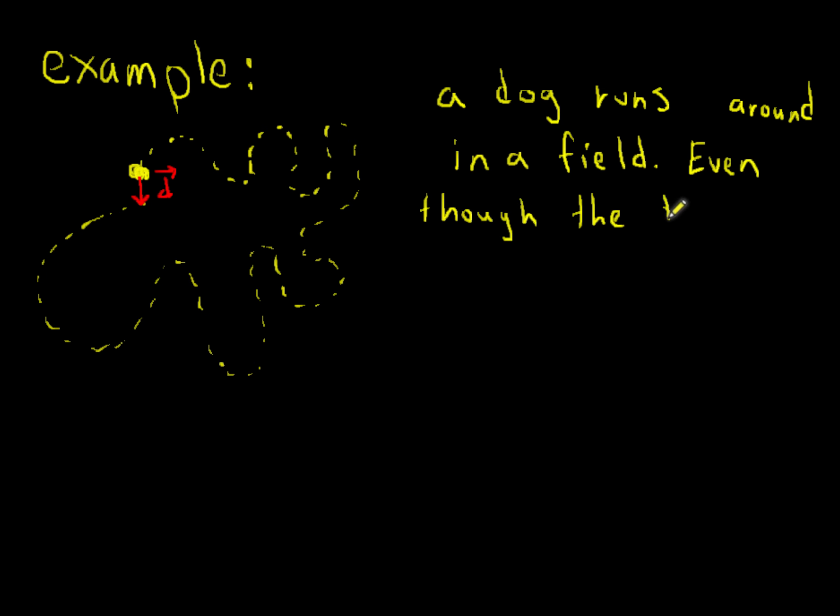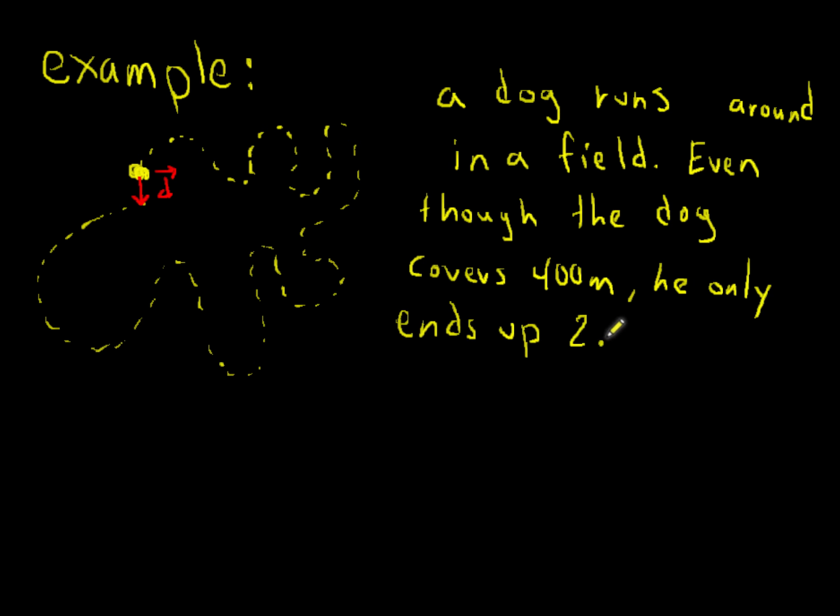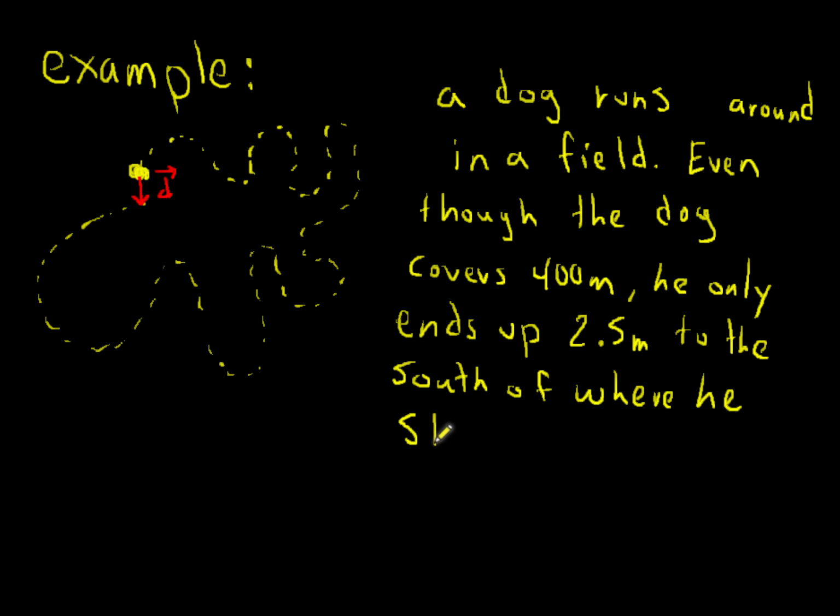Even though the dog travels or covers 400 meters distance in total, he only ends up 2.5 meters to the south of his start point, or of where he started.